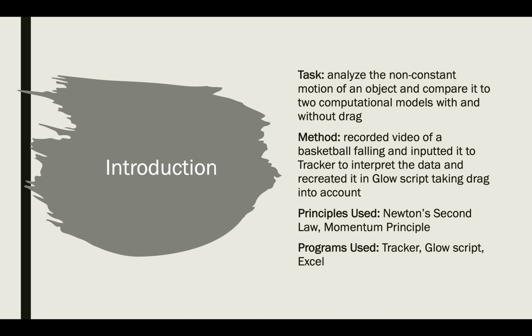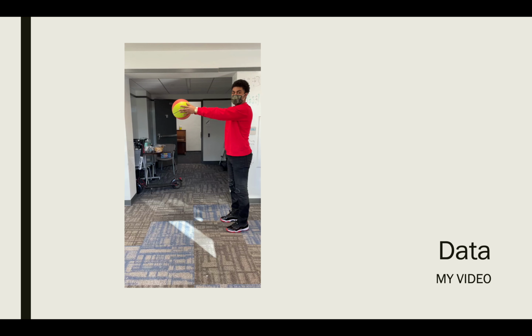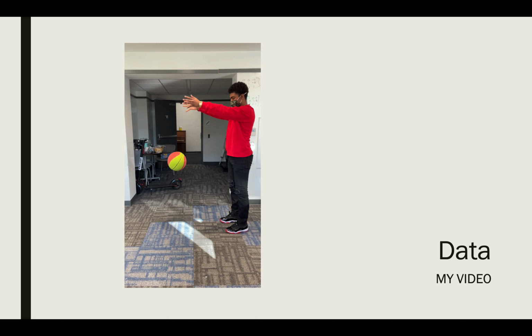Some of the principles used were Newton's second law and the momentum principle. This was possible because the force was non-constant and the ball was falling with an acceleration equal to that of Earth's gravity. The programs used were Tracker, GlowScript, and Excel. This is the video of my lab and data that will be used.